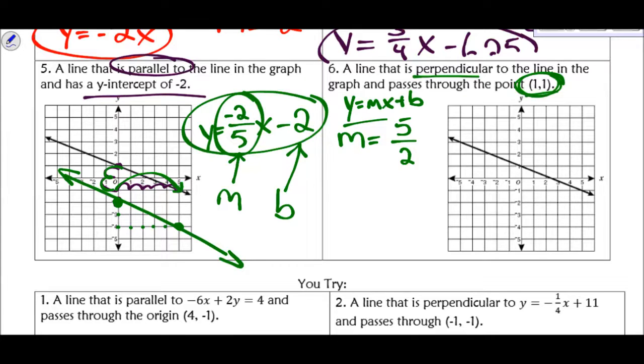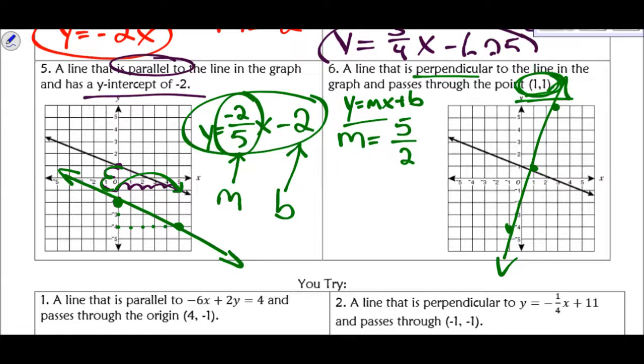I'd rather just look at it visually, so I'm actually going to plot this point, 1, 1. And then that says it's going up 5, 1, 2, 3, 4, 5, and over 2. That doesn't really help me find a y-intercept, so I'm going to count backwards. Down 5, 1, 2, 3, 4, 5, and over 1, 2. Actually, unfortunately, that didn't really help either. That is my line, but it's not really clear where the y-intercept is. I didn't actually hit the y-axis, so I do have to plug this in.